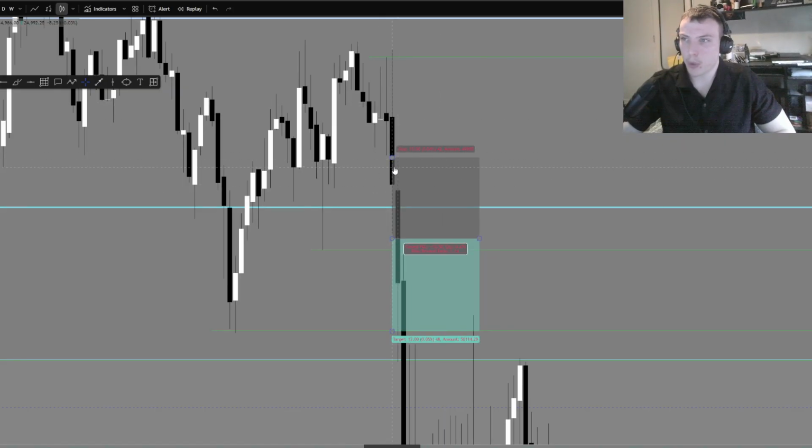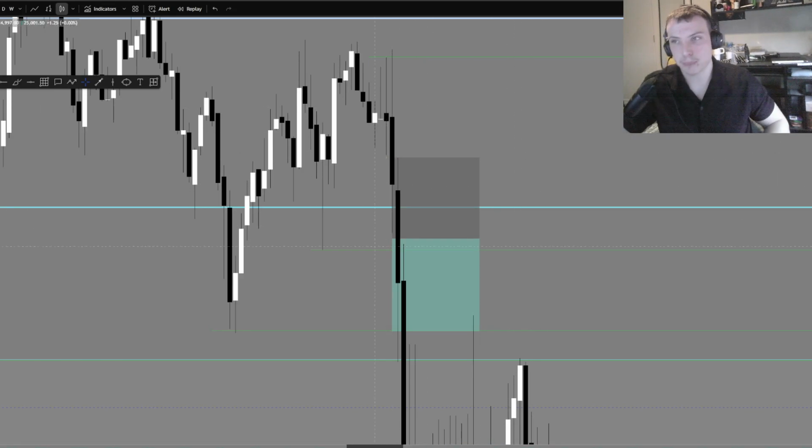Stop loss above the wick. We're not going to put it at the level because it's too tight. We're not going to put it at the body because it's still too tight. We are going to put it above the wick. And as long as it's a 1-to-1, it's all good. It is all good. Now moving on to our take profit level.